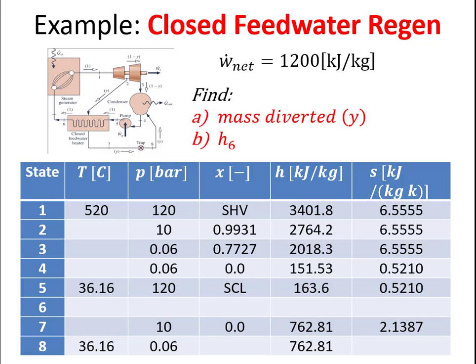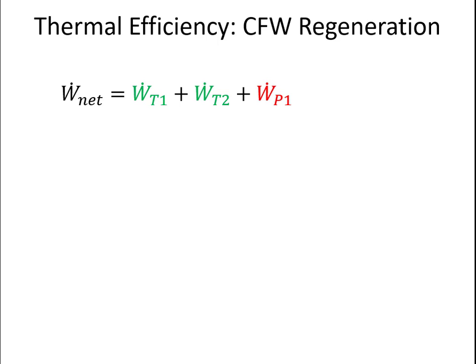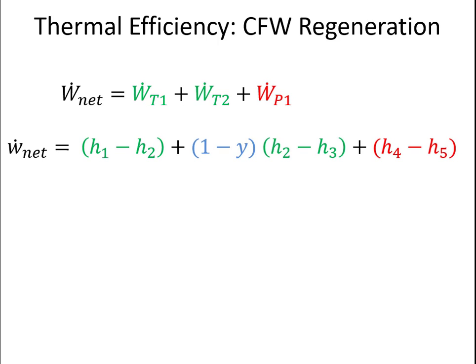So I'll do an example here, finding the diverted mass and h6 in a closed feedwater heater system with the given state table. I have my equation for thermal efficiency, which we just worked out. This is a function of the enthalpies in the system, which I've been told, and of Y. So I know little w dot net. I know h1, h2, h3, h4, and h5, but I don't know Y. Because I know little w dot net, I can find Y.